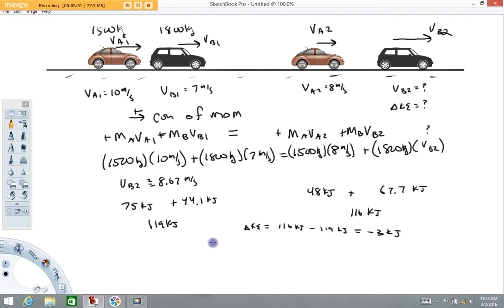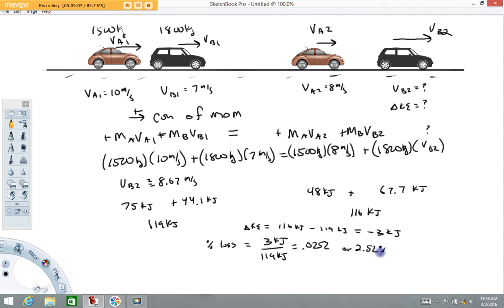Expressed as a percent, the percent loss we would get by taking the loss, 3 kilojoules, I don't need the minus sign, I know it's a loss, divided by what we started with, 119 kilojoules. As a decimal, that value is 0.0252, or as a percentage, that would be 2.5%, or 2.52% of the kinetic energy was lost.